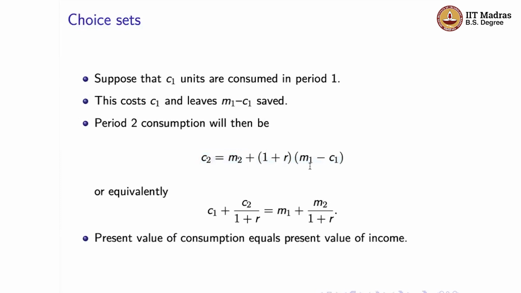Now, if we rearrange these things so that we have C1 and C2 on one side and M1 and M2 on the other side, and then divide throughout by 1 plus R, you end up getting this expression, which is C1 plus C2 by 1 plus R is equal to M1 plus M2 by 1 plus R.